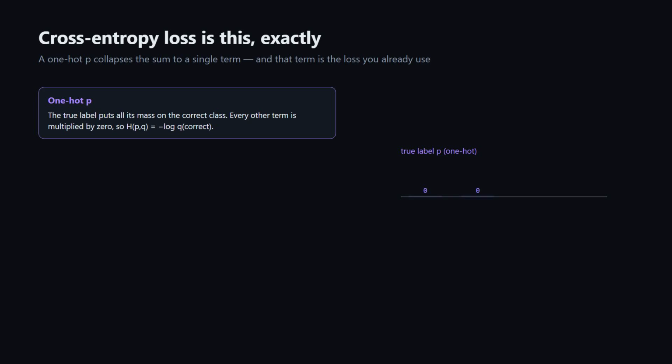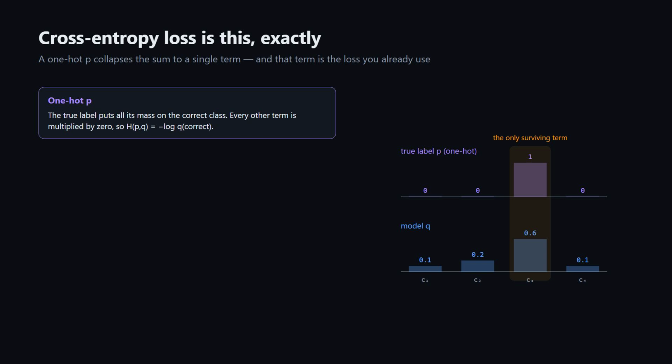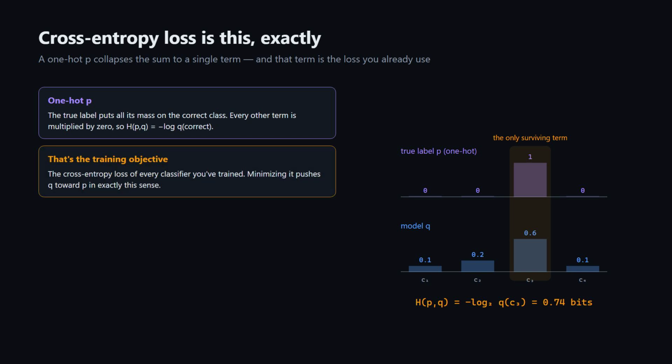You have almost certainly optimized this already. In classification, the true label is a one-hot distribution P, with all its mass on the correct class. Every other term in the sum is multiplied by 0, so the whole thing collapses to one term, minus log Q of the correct class. That is the cross-entropy loss, the standard objective for training a classifier. Every time you minimize it, you are pushing Q toward P in precisely the sense this lesson defines.